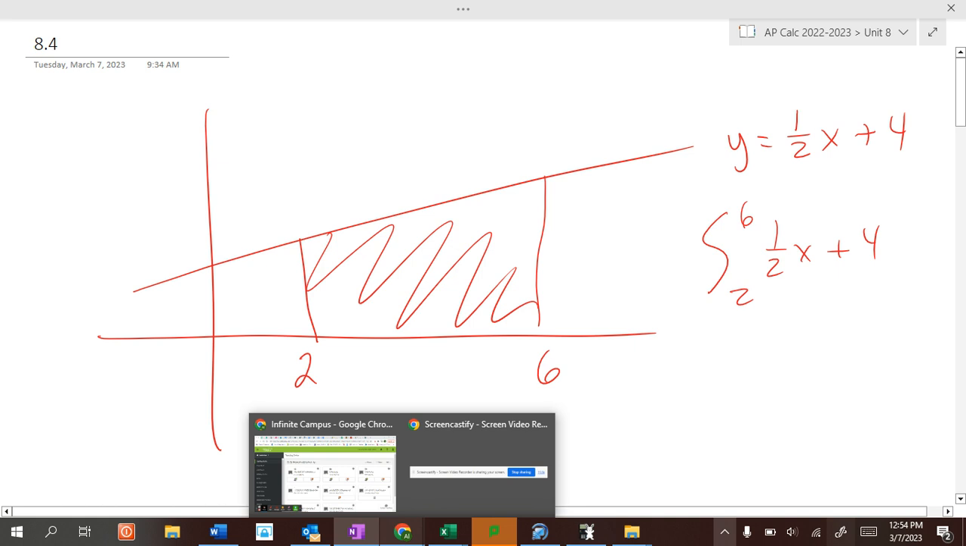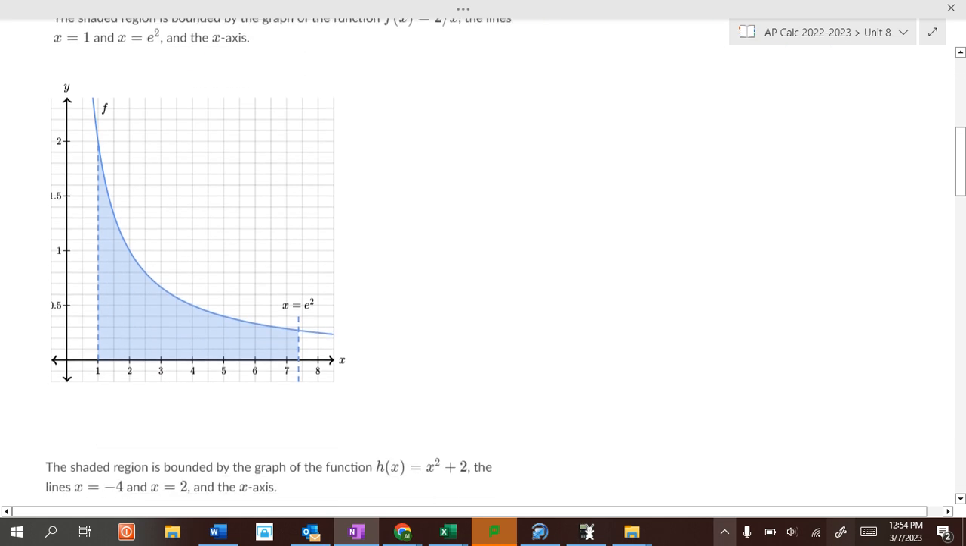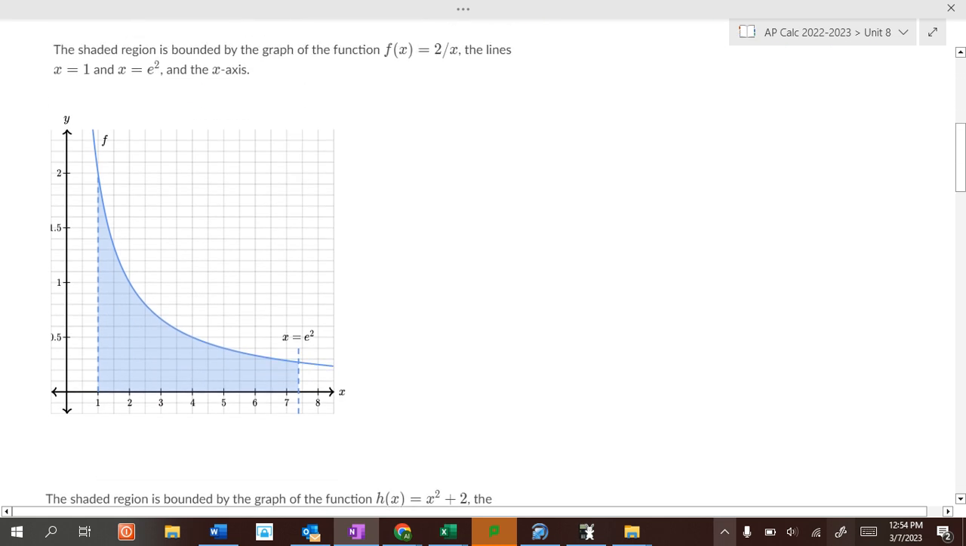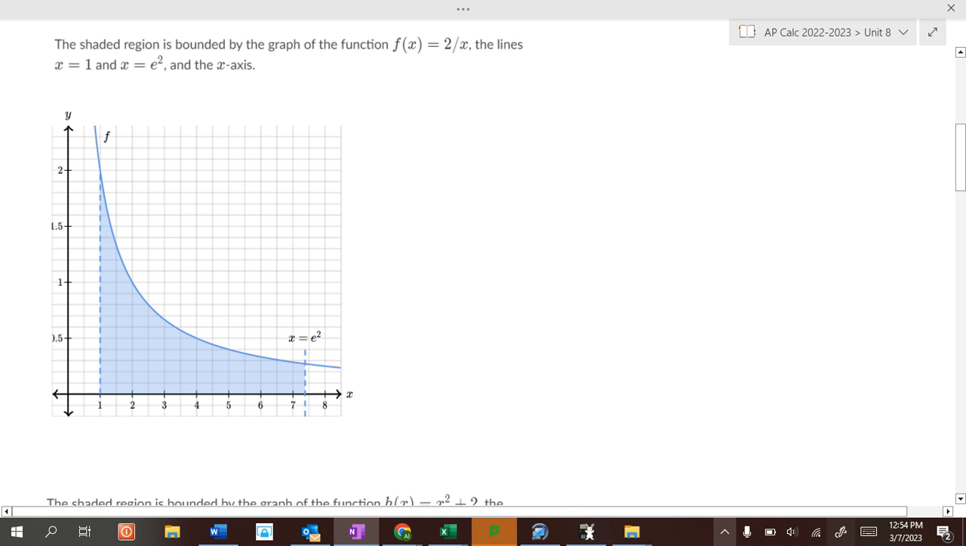Okay, so an integral is the area under a curve. If we have the line y equals 1/2 x plus 4, we take the integral from 2 to 6, find this area. Okay? We can all do that, right? Yep. So basically, when we're finding the area under a curve, between the curve and the x-axis, that's the area under the curve.